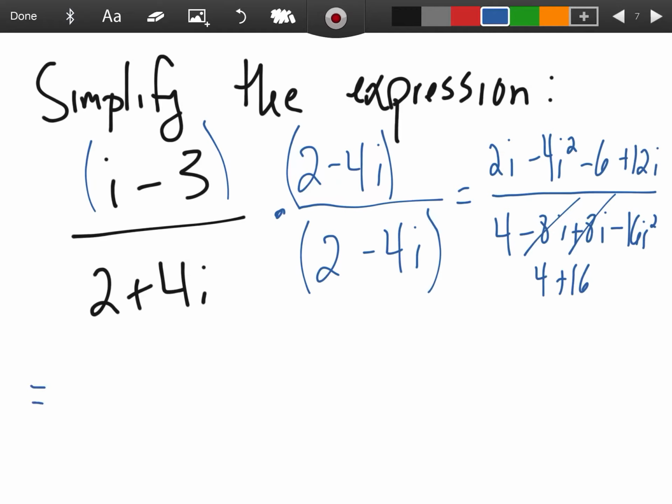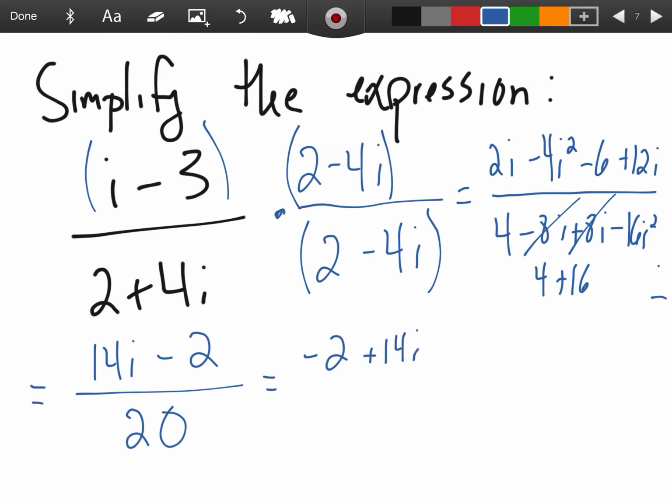We'll take that down a level. So 2i plus 12i is 14i. And then negative 4i squared is positive 4 minus 6. So 4 minus 6 gives me a negative 2. And then in my denominator, 4 plus 16 is 20. So now I have negative 2 plus 14i over 20. And that's just going to be negative 2 over 20 is negative 1/10. And then plus 14 over 20, that's 7/10 i.